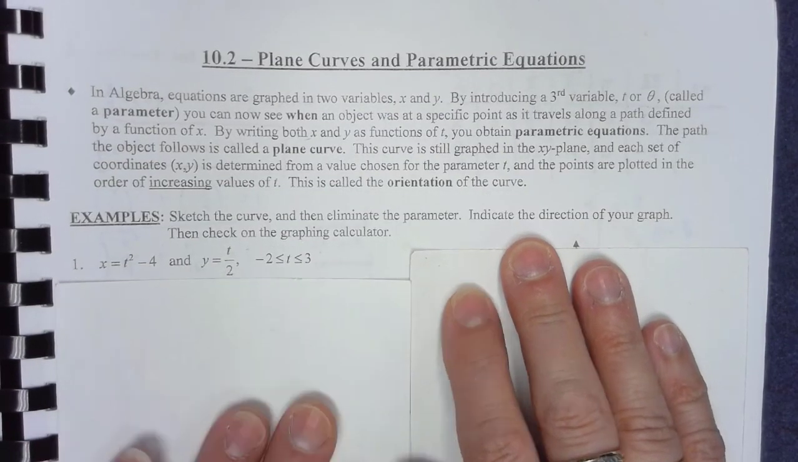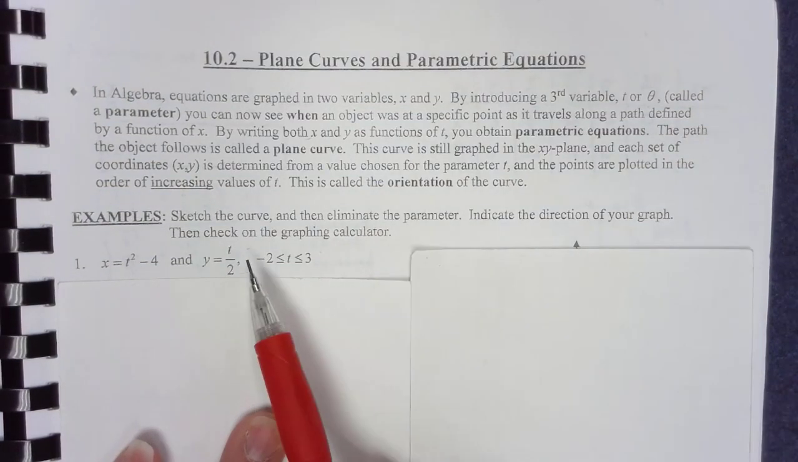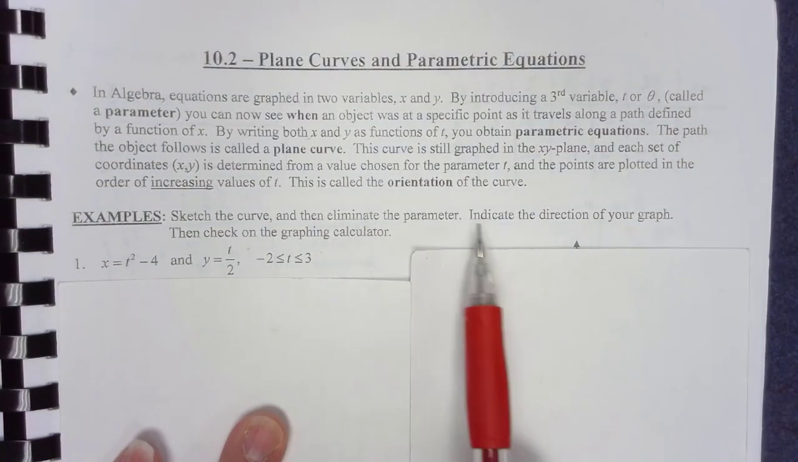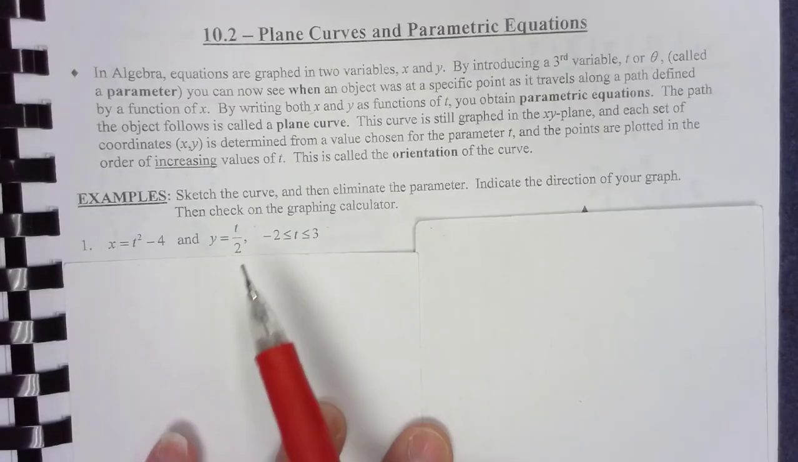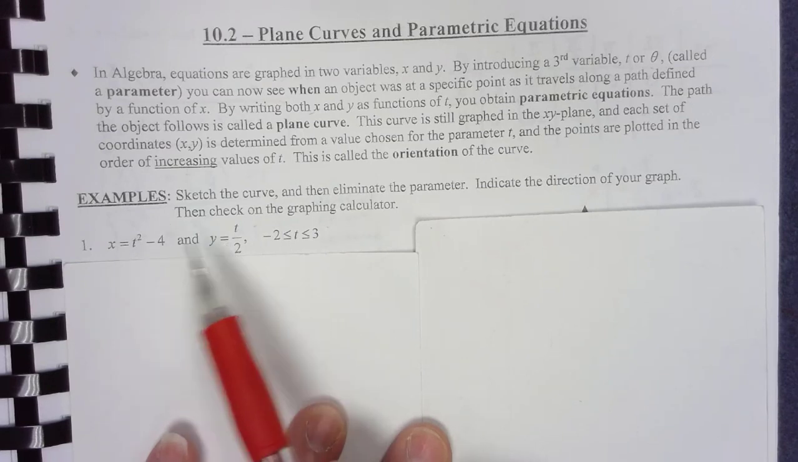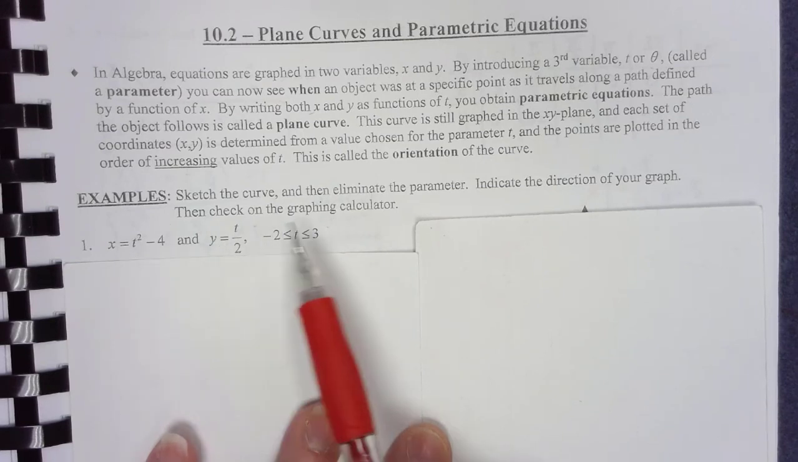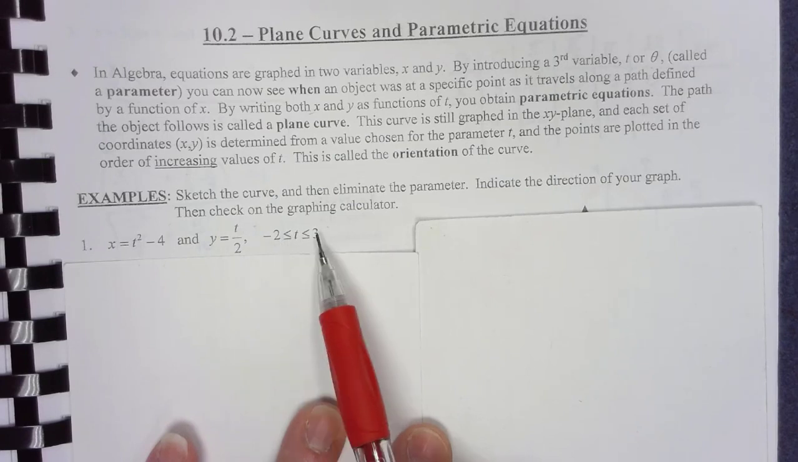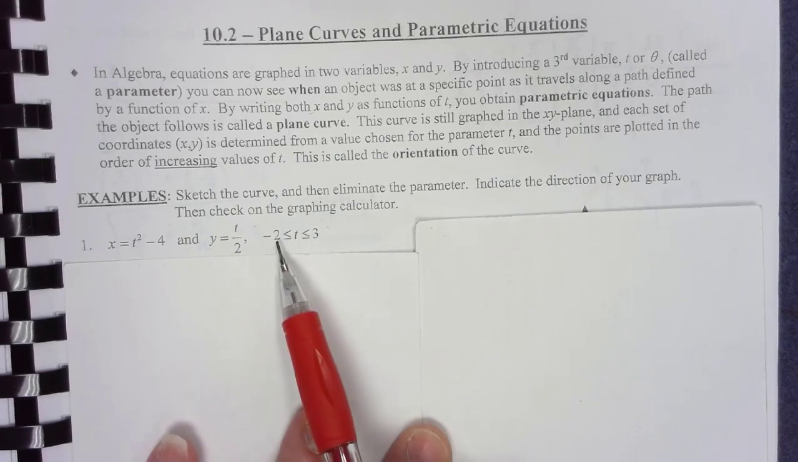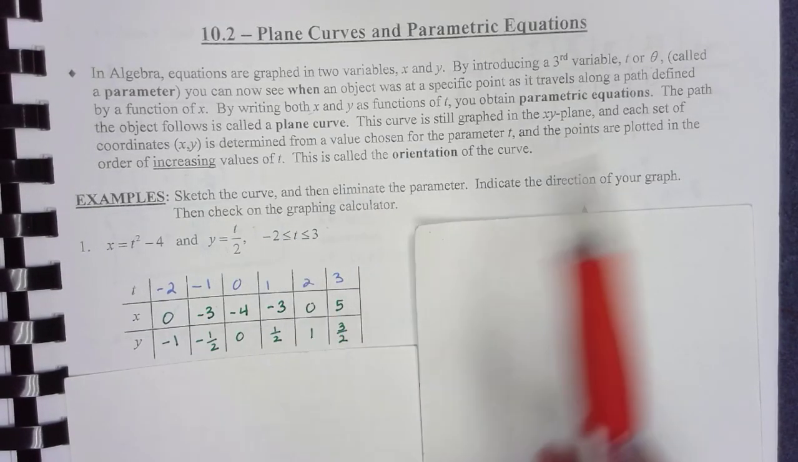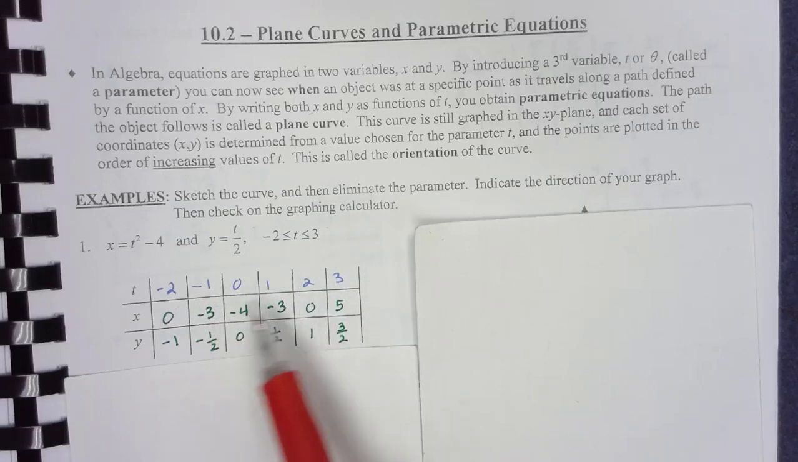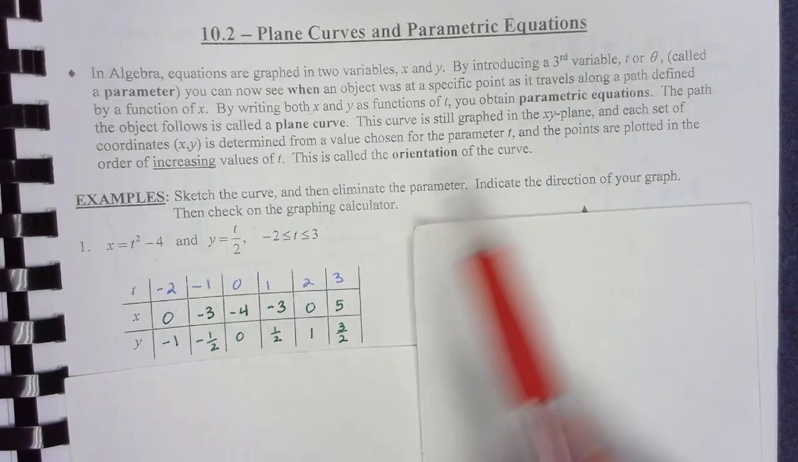Examples. So let's sketch the curve and eliminate the parameter, indicate the direction of your graph, then check it on the graphing calculator. You will notice that both x and y are functions of t. And I want t to go from -2 to 3. What does that mean we're going to do? Substitute -2 into x and -2 into y and get my point. Let's just increase by units of 1. So t equals -2, t equals -1, substituting into both, t equals 0, and so forth.